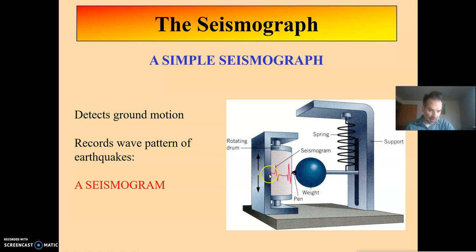So this is the actual results from it, and it's showing this kind of seesaw effect on the paper. But these are actually your P and your S waves, and you'll see that in the next slide.